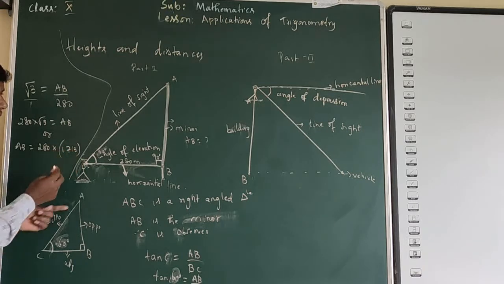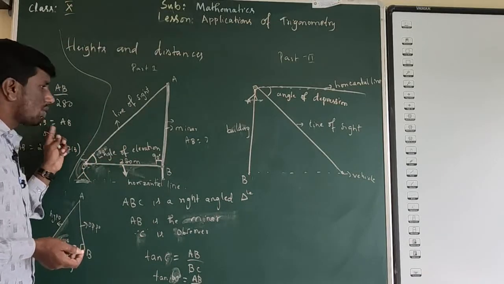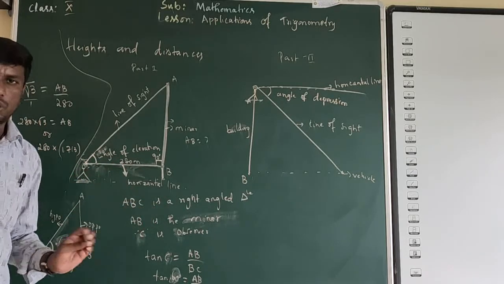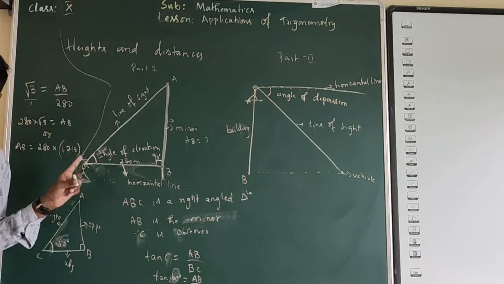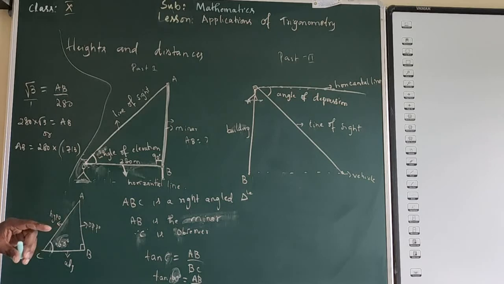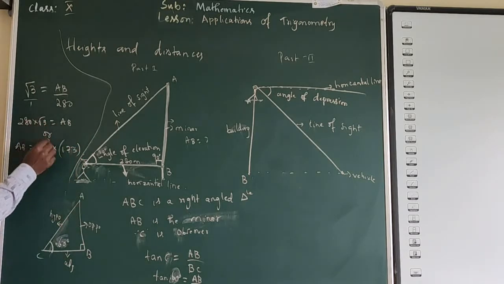You can find out root 3 by the long division method, but usually they will give the value of root 3 and root 2 in the question itself. They will specify in the question what the root 3 value is. Here they have given the approximate value, root 3 is equal to 1.73.